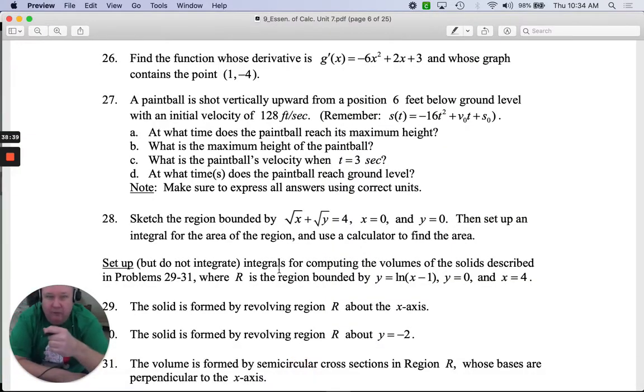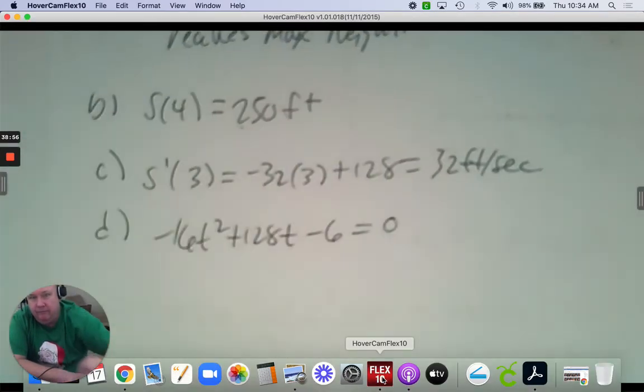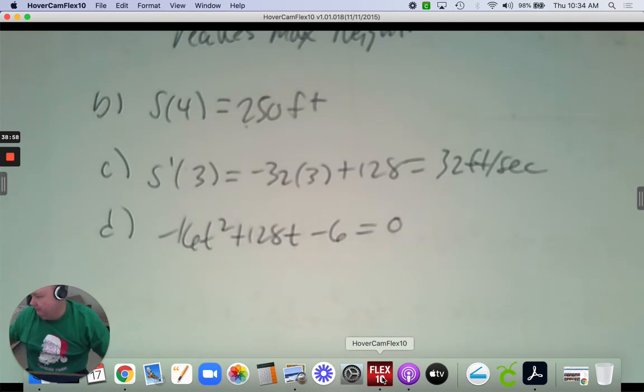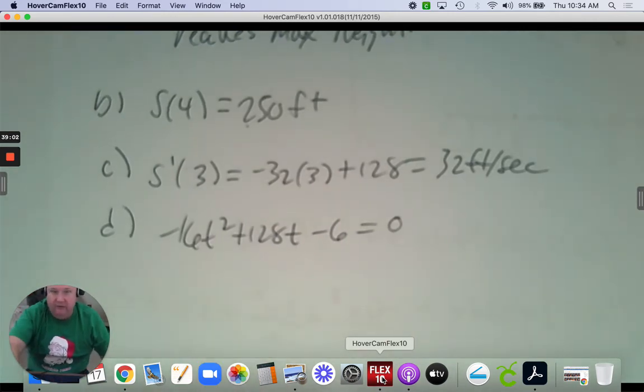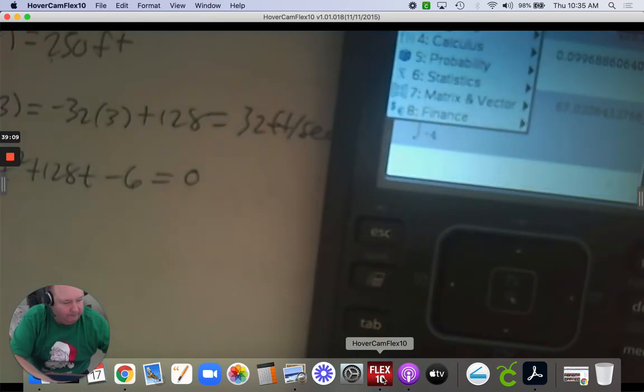At what time does the paintball reach ground level? Make sure to express all that. Now, ground level means equal to 0. So we take the position equal to 0. This is a calculator question. It's not factorable. Can I just show you it on the calculator quick? So how would you solve this?